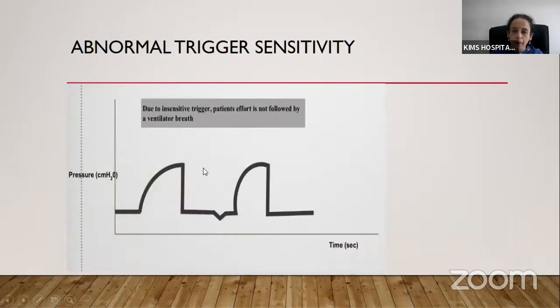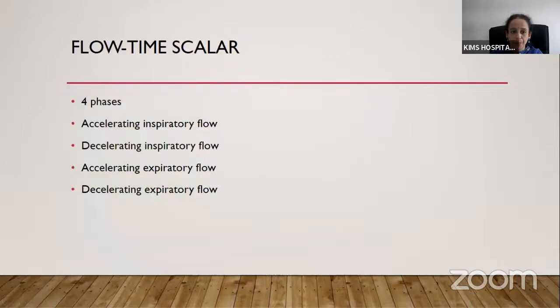So here what happened? Can anyone tell me? Here the baby has tried to initiate a breath, but because of the trigger sensitivity we have kept very high, the ventilator has not detected that breath. After some time, the ventilator is giving the breath as usual. So this is due to insensitive trigger. The patient breath is not followed by the ventilator breath. Here we have to reduce the trigger sensitivity.